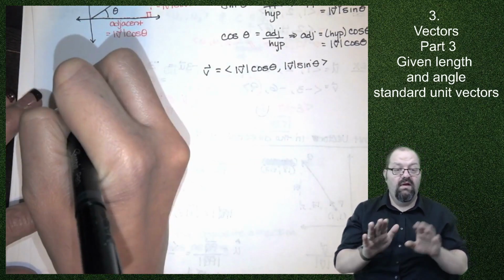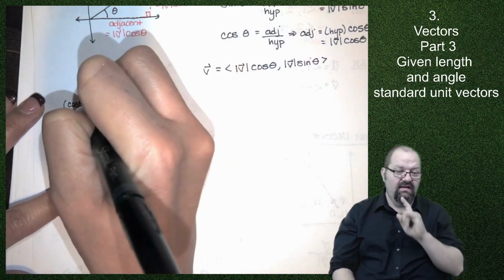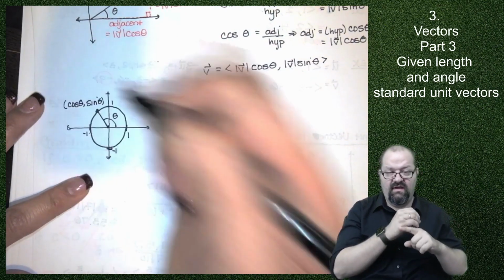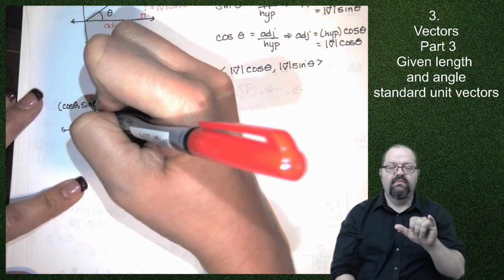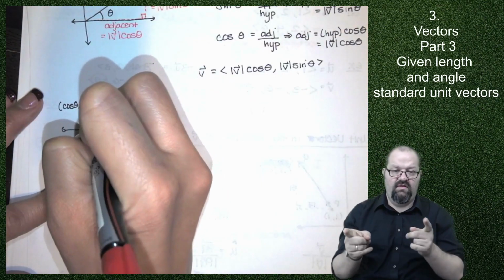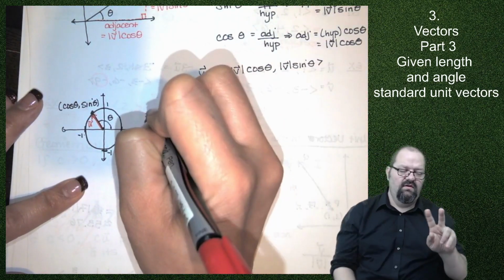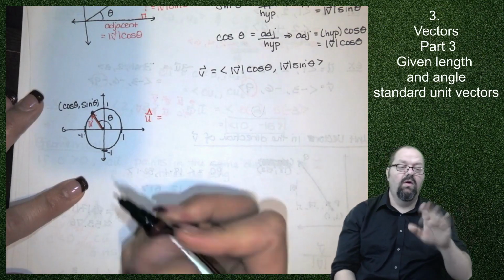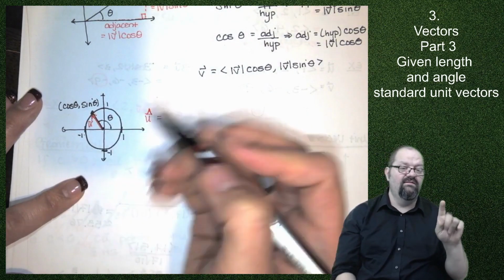Remember from trig that the x value on the unit circle is given by cosine of theta, and the y value is given by sine of theta. If that's true, then this vector from here to here, let's call that the vector u. Actually, I'm going to put a hat on it because it's a unit vector. It's on the unit circle, so that radius is 1. So the length of this vector is 1.